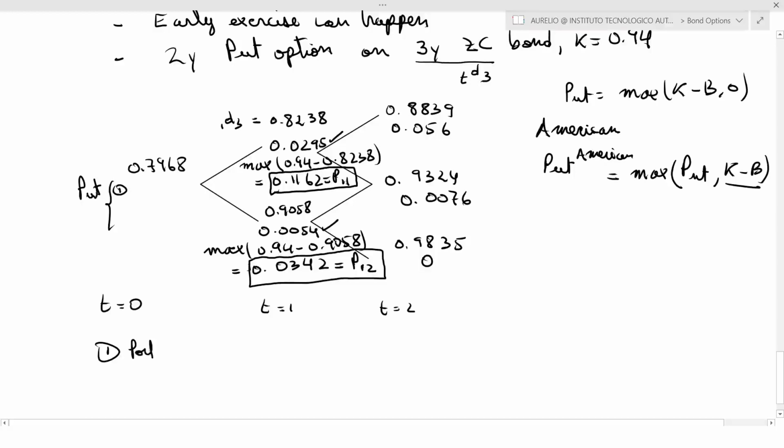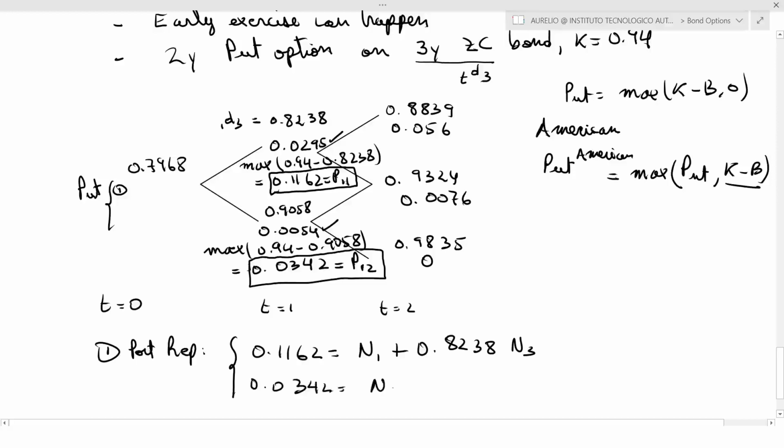So let's do the portfolio replication here. As usual, I'm going to do the up scenario and the down scenario. So my values are: 0.1162 equals N1 plus 0.8238 N3, and the down scenario is going to be 0.0342 equals N1 plus 0.9058 N3. And I obtained that N1 is equal to 0.94 and N3 is equal to minus 1.